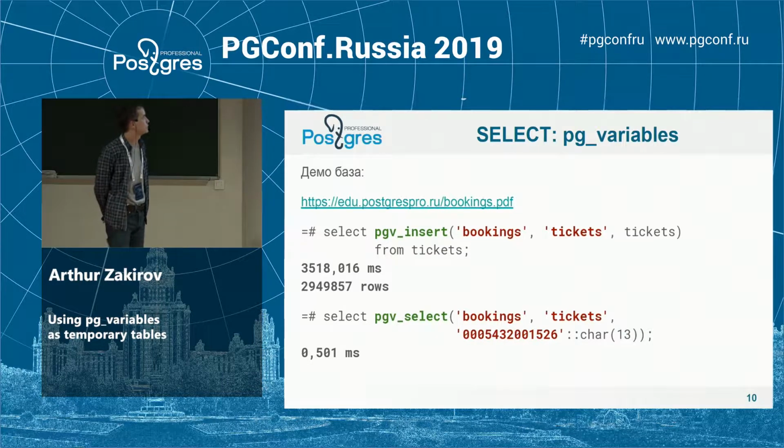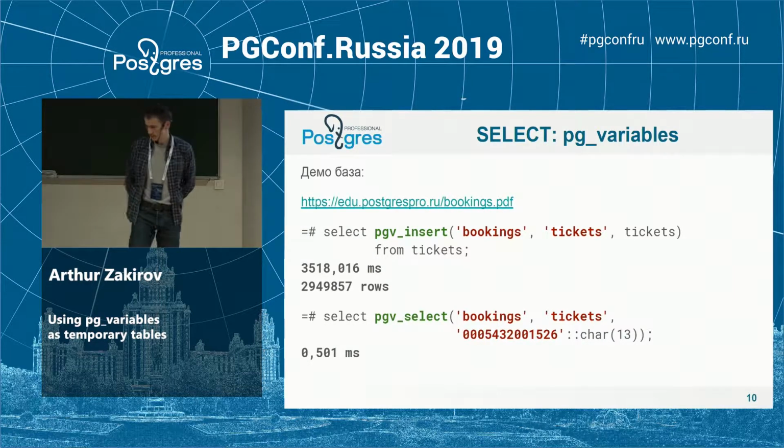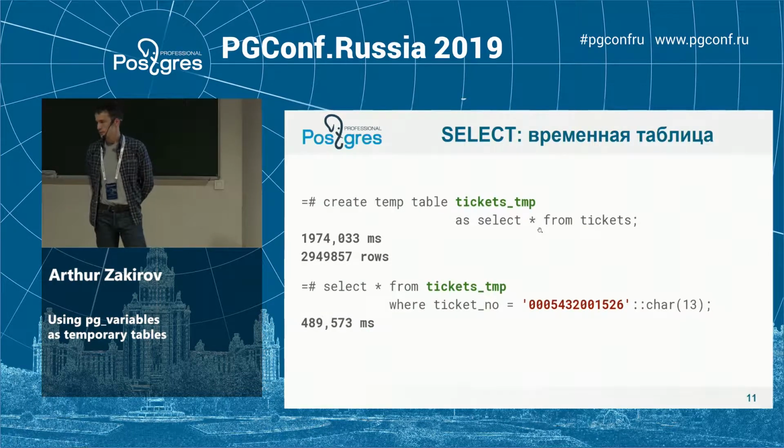PG variables is used along with PGV insert. And when we start this function, it creates the variables. It is named tickets or packet or bookings. Then you perform a search by the key, and the search is relatively rapid, and we have only one entry for one key.